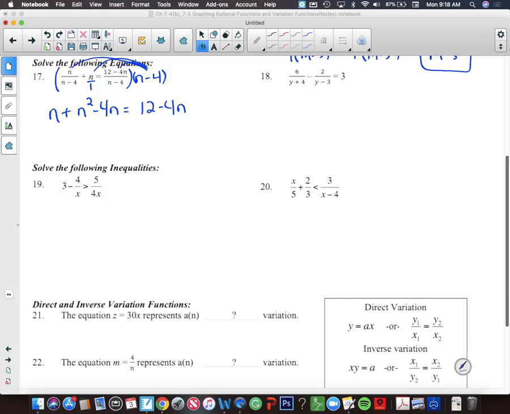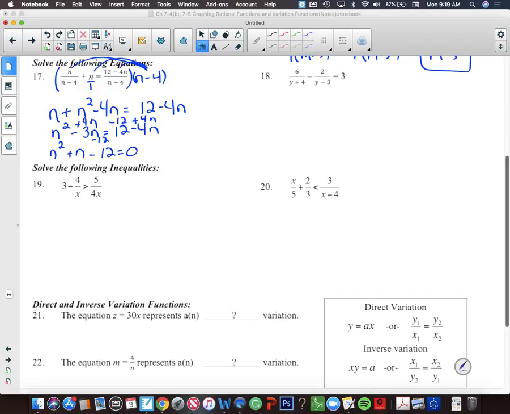Okay, so then I see an n squared and an n. That means I'm probably going to factor, so let's put everything on the left. I have n squared minus 3n equals 12 minus 4n. So let's keep moving stuff to the left. So I'll have n squared, I'll add that 4n, so I'll have plus n, and I'll subtract the 12 from both sides. So I got that. So then I factor that.